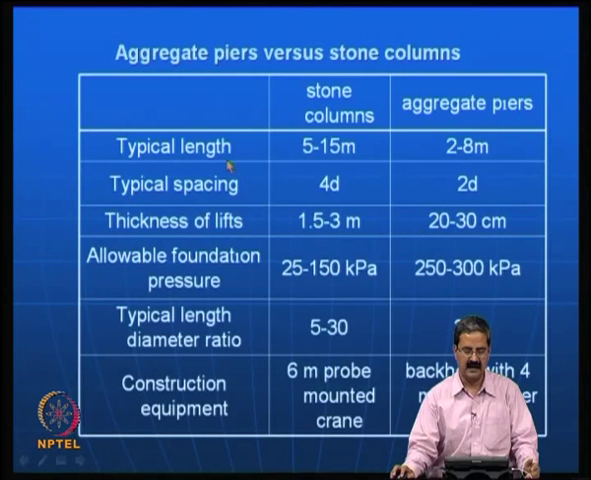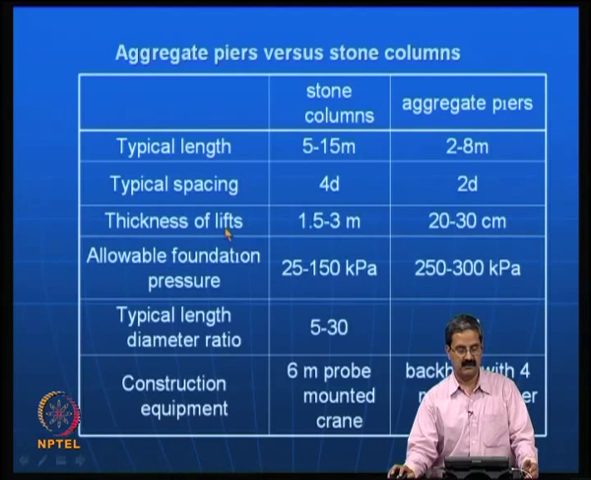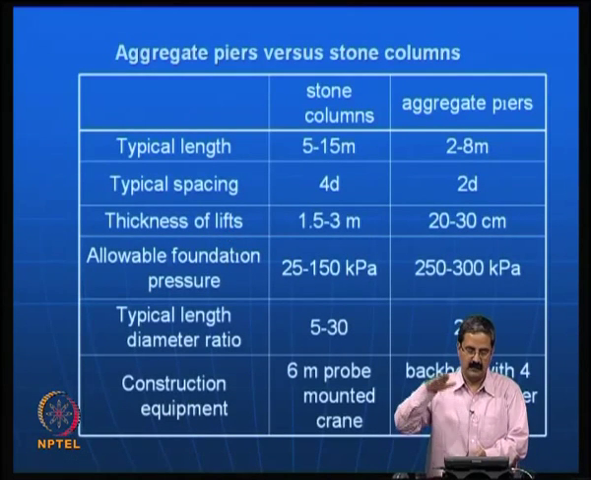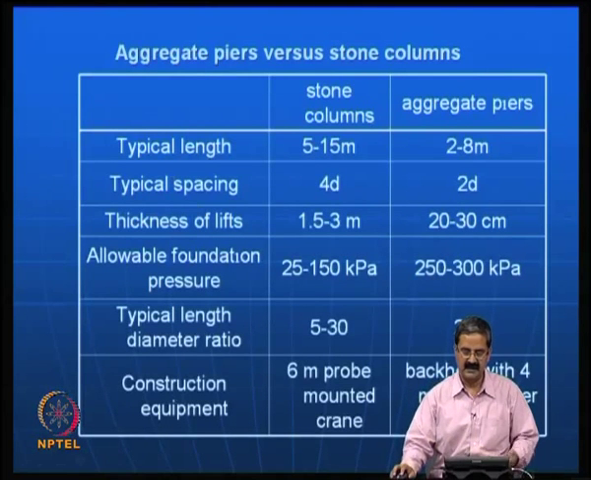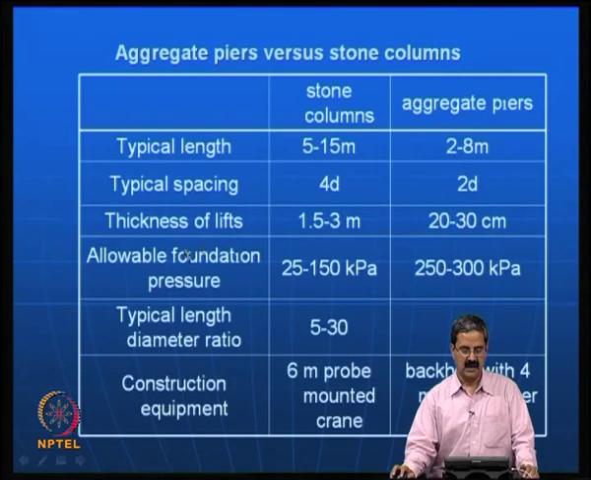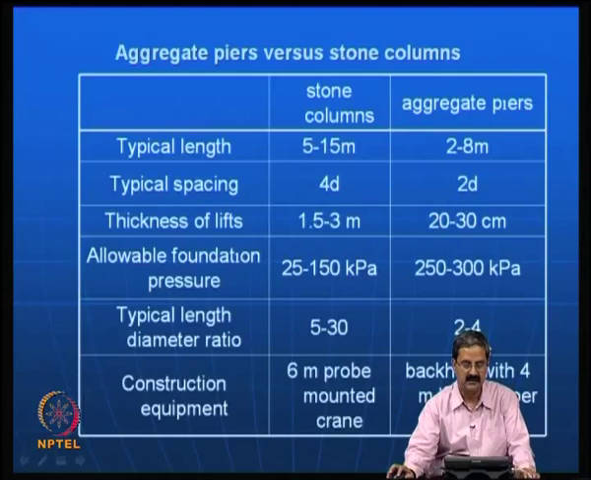You can see that the typical length is about 5 to 15 meters in the case of stone columns, whereas about 2 to 8 meters in the case of aggregate piers. Typical spacing is 4D in one, and 2D here, and the thickness of the lifts in stone columns is 1 to 1.3 meters, whereas here about 20 to 30 centimeters. Allowable foundation pressure, you can get 25 to 150 kPa, here you can go much higher, and typical length to diameter ratio is 5 to 30, and it is 2 to 4 here.